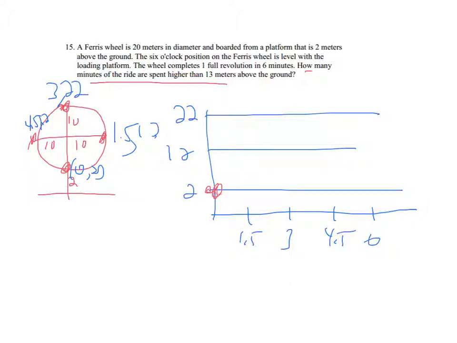At time 0, it's 2. At time 1.5, it's 12. At time 3, it's 22. Back down to 12. Back down to 2. So another inverted or reflected cosine graph.